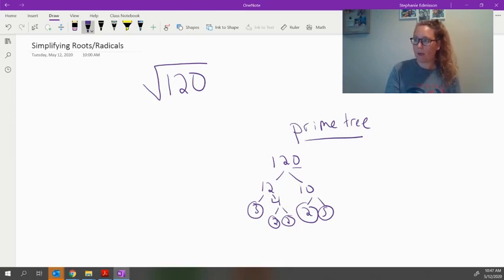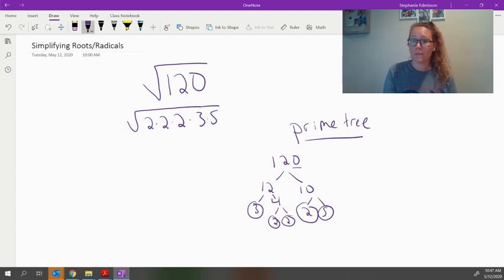My next step, I'm going to go back over here, write my radical or my root symbol, and I'm going to write these prime numbers, in order, multiplied by each other. This is called the product of primes. So here I have 2 times 2 times 2 times 3 times 5. So what I have is the product of primes inside of my radical or inside of my root. Next step, I'm going to circle pairs of numbers. Here I have a pair of 2s, so I'm going to circle those. Then the rest of my numbers are 2, 3, and 5. I don't have any pairs there, so I can't circle anything.